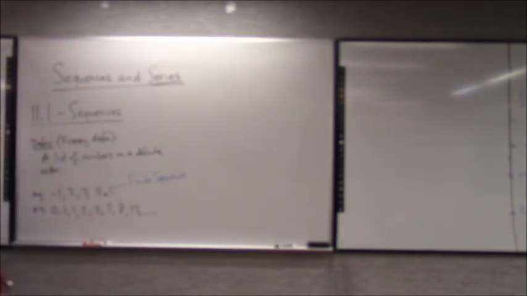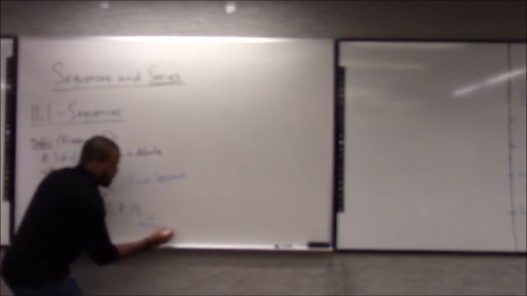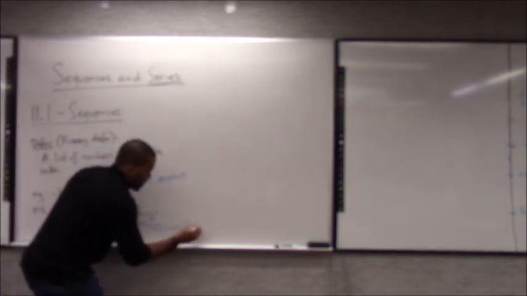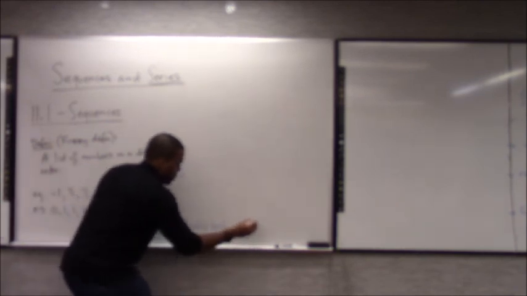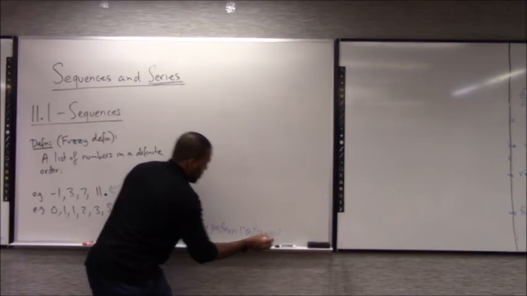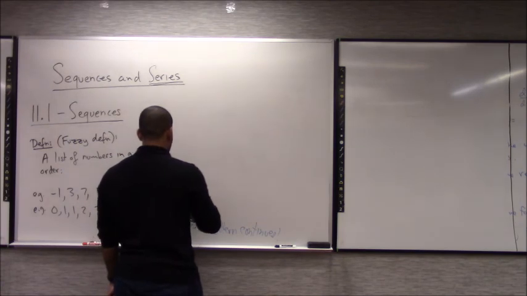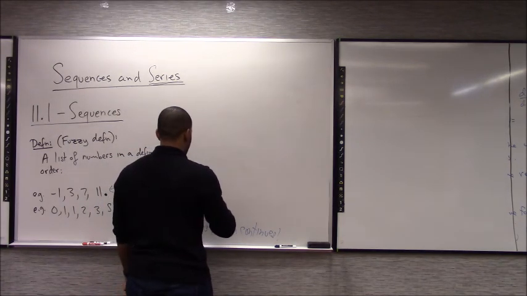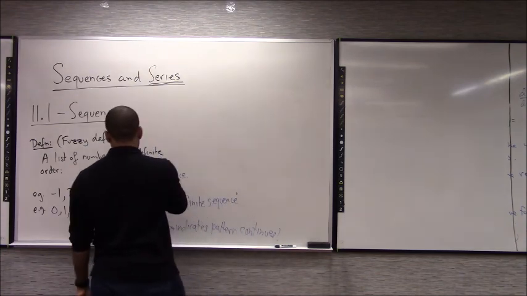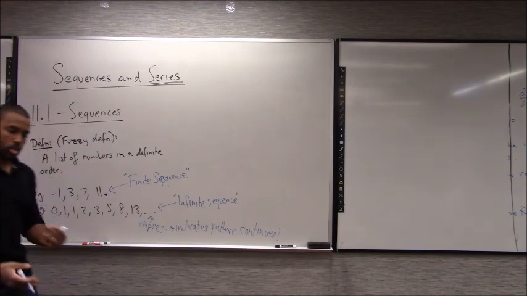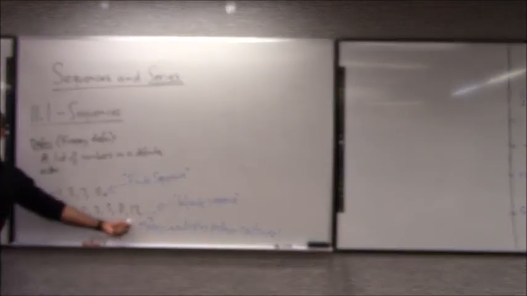Now this one, the ellipses, this indicates the pattern continues, so hopefully whatever you notice I was doing from before, it just keeps going. And so this is a case of an infinite sequence. But they're both sequences. They are a list for which there's a definite order. There's a definite sense of who's first, who's second, who's the third guy, who's the fourth guy, and so on and so forth. You guys recognize this sequence?